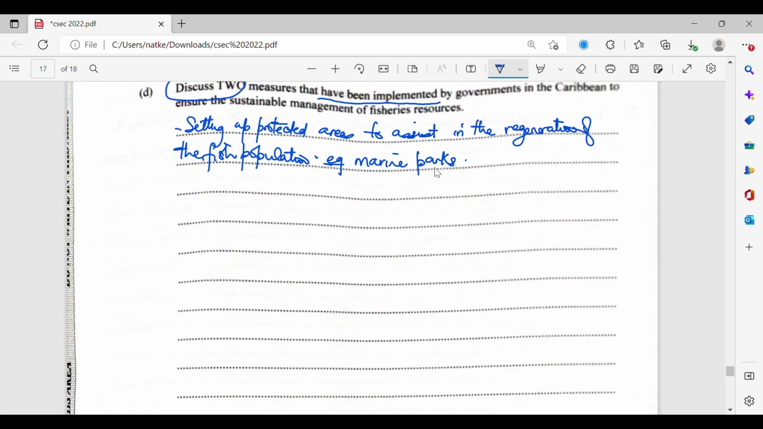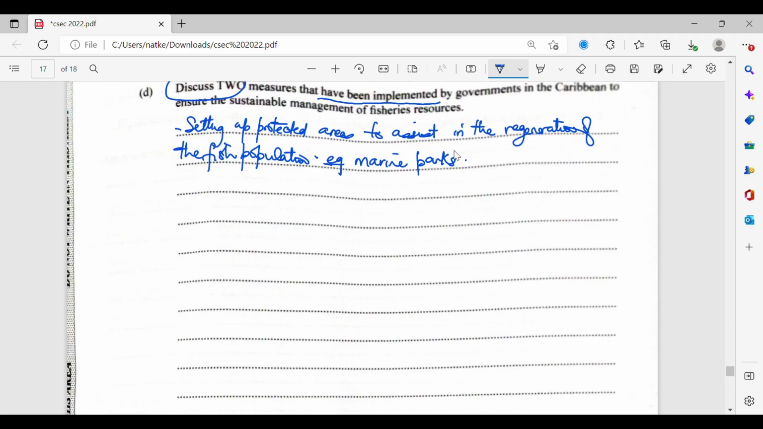Fishes that stay in these protected areas are usually a lot larger than the ones that you would find out at sea, because they are left alone if they stay there. You would normally see signs such as no fishing in this area. The protected areas, the marine parks, are often policed. So you would have marine police that would look out in these areas to ensure that there is no unauthorized fishing taking place. So that is one of the sustainable management measures for fisheries that governments have used in the Caribbean.